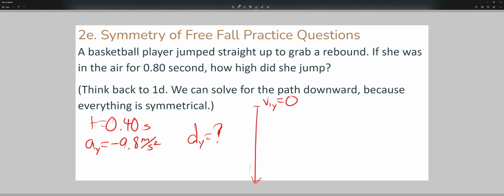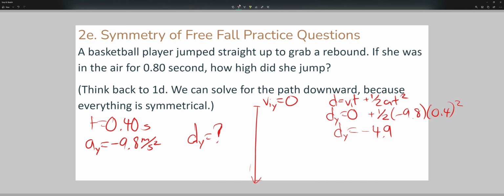So now can we use the formula here? Yes, we can, because now we have our initial velocity. Right, so now dy is 0, and then 0 times anything is 0. Right, 0 times t would give you 0. I'm just going to write that entire thing as 0. This, and then you have 0.4 squared. So dy is negative 4.9 times 0.16, right? 0.4 squared is 0.16.